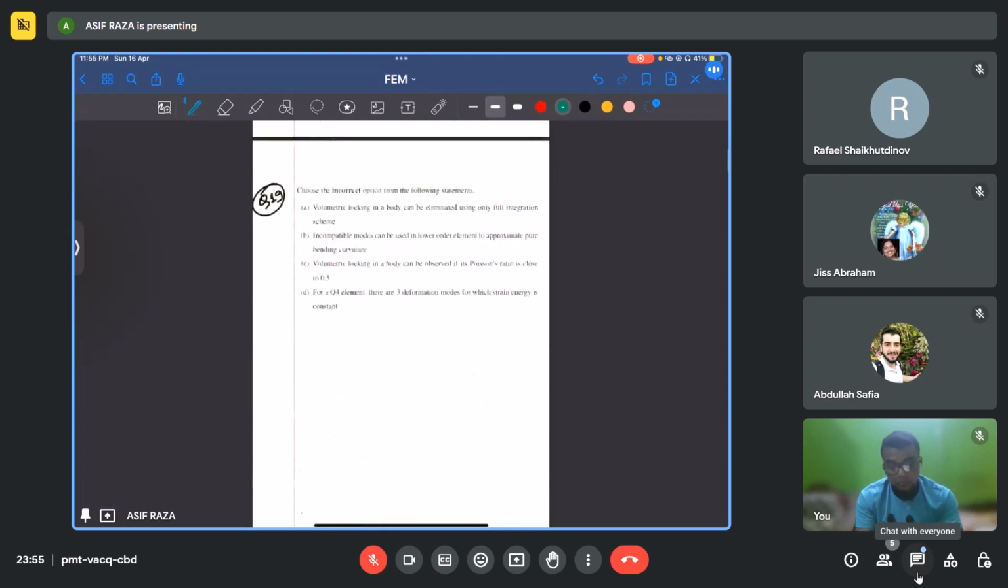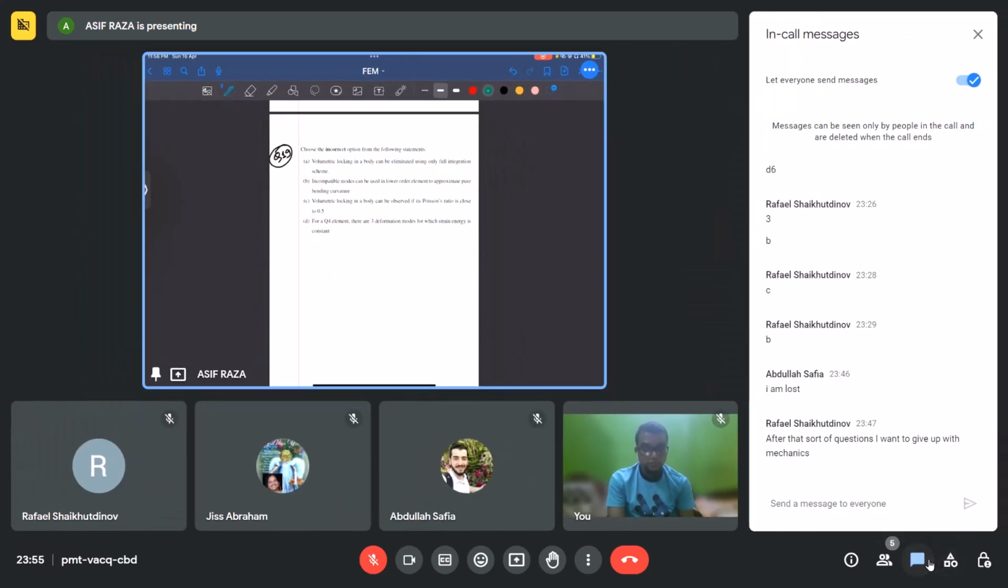Question number 19. Choose the incorrect option from the following statements. First statement is volumetric locking in a body can be eliminated using only full integration scheme. Second statement is incompatible modes can be used in lower order element to approximate pure bending curvature. Third statement, volumetric locking in a body can be observed if its Poisson's ratio is close to 0.5. And fourth statement, for a Q4 element, there are three deformation modes for which strain energy is constant.